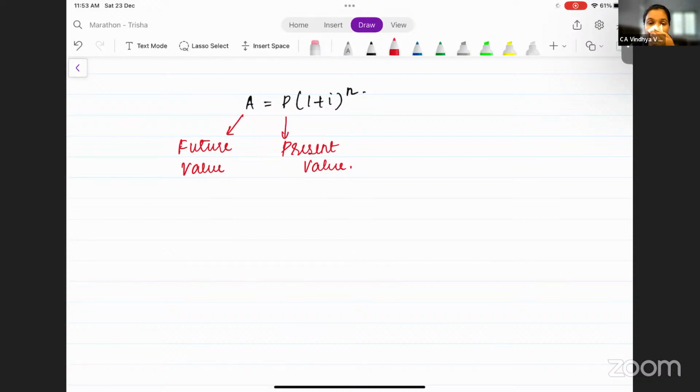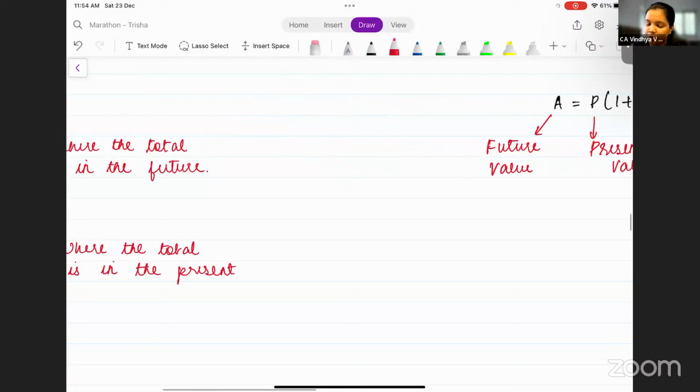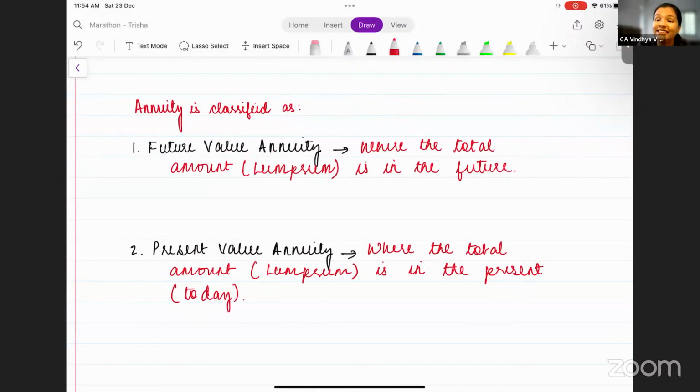Okay, so what is present value and future value? Present value is the value of the money today, and future value is the value of money after some years. Is this clear? Okay. Now, what is present value annuity and future value annuity? Present value annuity and future value annuity is dependent on one lump sum total value.